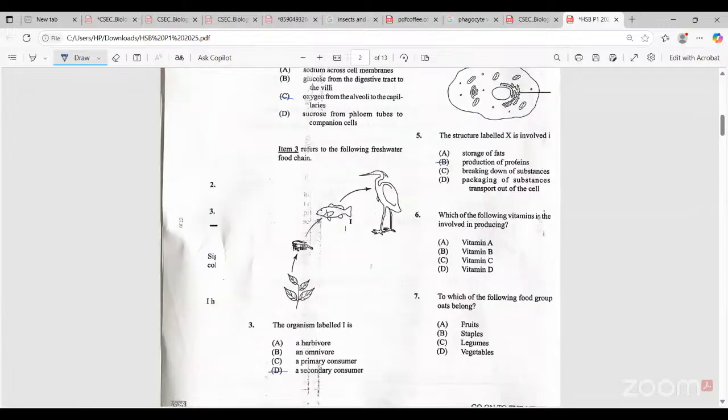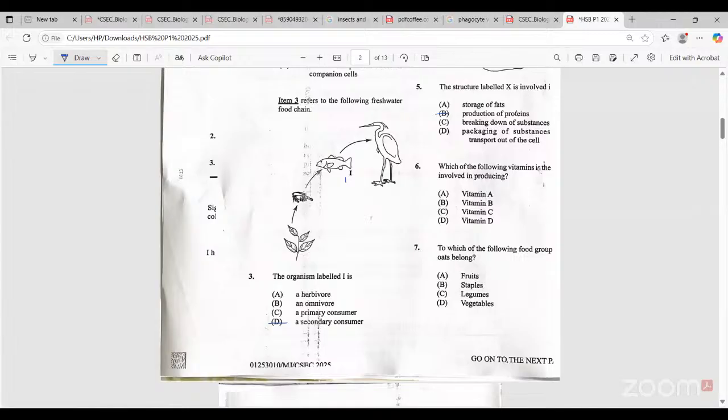Which of the following vitamins is involved... Six looks like, I would say skin, probably skin. I'm not sure if it's skin, but I've seen a question like that already. So if it's skin, we want to say that's vitamin D.